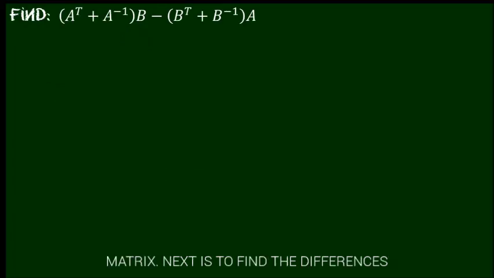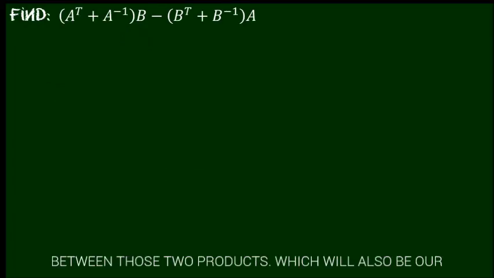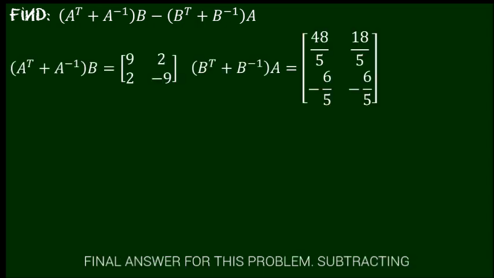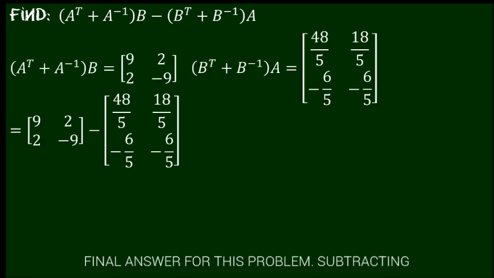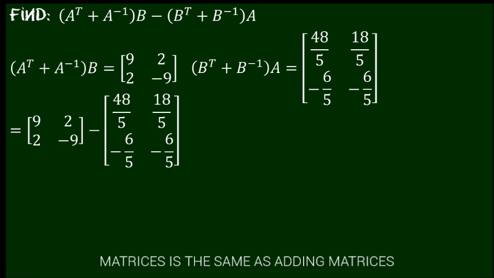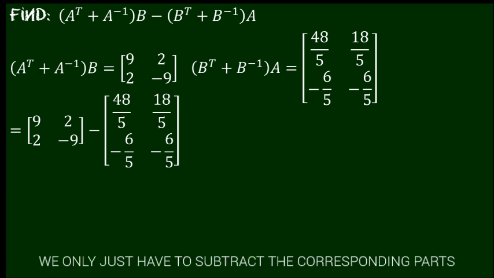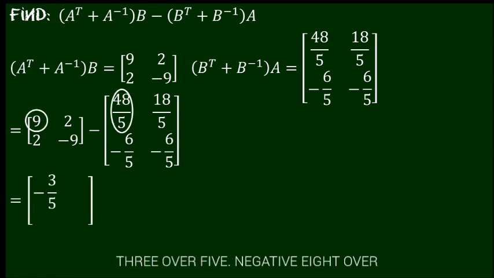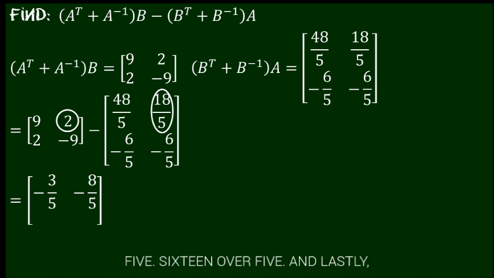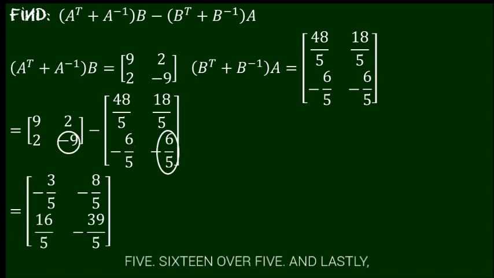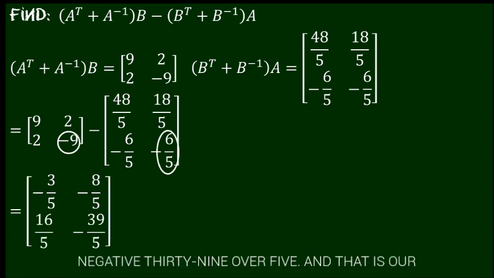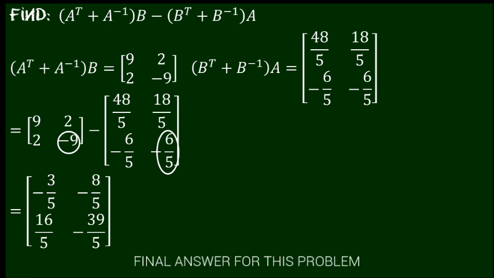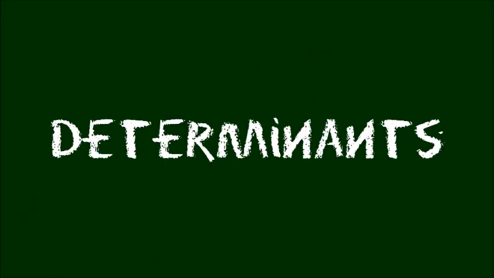Next is to find the difference between those two products, which will also be our final answer for this problem. Subtracting matrices is the same as adding matrices. We only just have to subtract the corresponding parts of each matrix. By doing that, we have negative 3 over 5, negative 8 over 5, 16 over 5, and lastly, negative 39 over 5. And that is our final answer for this problem.